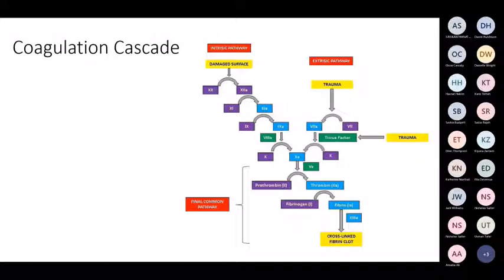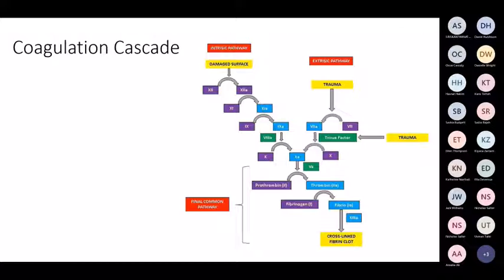The intrinsic pathway is a bit slower to start acting, but factor 12 is activated by platelets, by exposed endothelium, and by collagen. And then factor 12 goes on to activate factor 11, 11 activates factor 9, and 9 activates 8, and 8 activates 10. And then when you get down to 10, the pathway at the bottom, that's what we call the common pathway, because it's common to both the intrinsic and the extrinsic pathways.